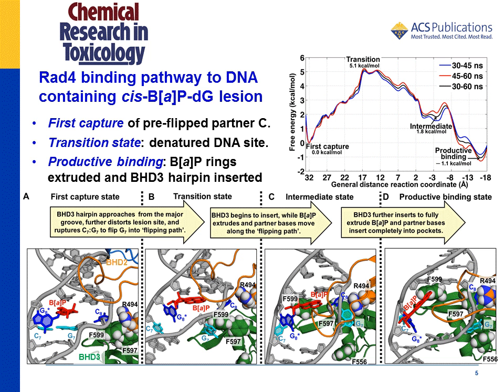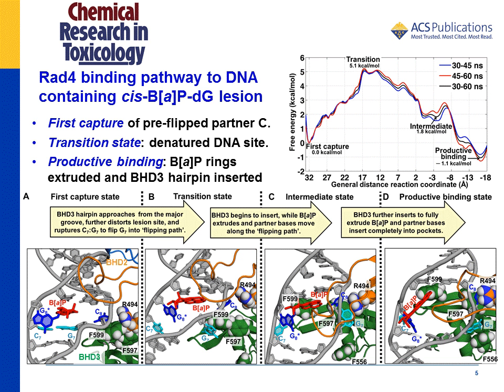At the intermediate state, 2 partner strand bases have moved to phenylalanine 597, and they are ready to be fully inserted into their binding pockets. Starting from the intermediate state, the BHD3 beta hairpin further inserts to fully extrude the BAP rings, while the partner bases insert completely into the binding pockets to achieve the productive binding state.